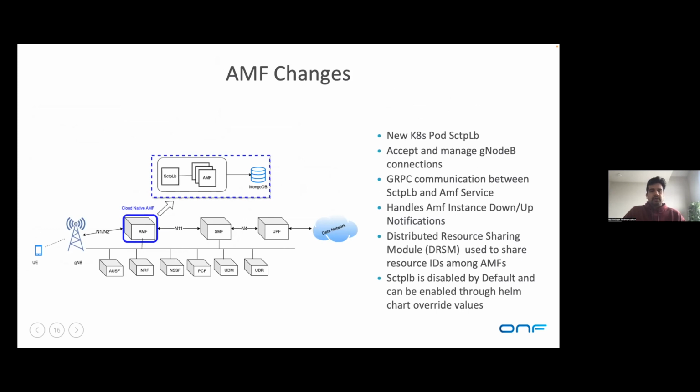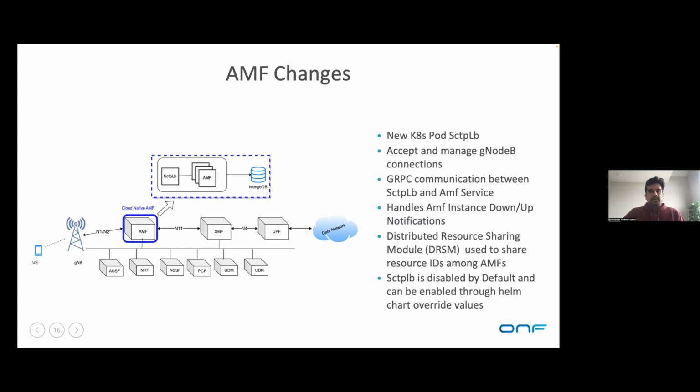To make AMF cloud native, we had to see how to scale these AMF instances. To scale an AMF instance, we had to remove the connectivity component from the AMF and scale the subscriber handling part of it. Because the gNodeBs are the ones which connect to AMF, they need to have one single point of contact to connect to the 5G core.